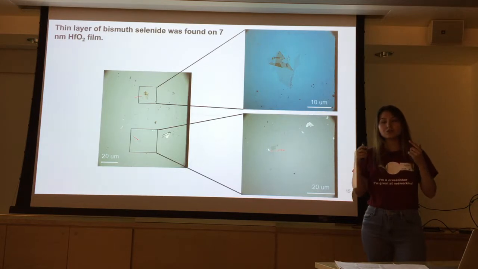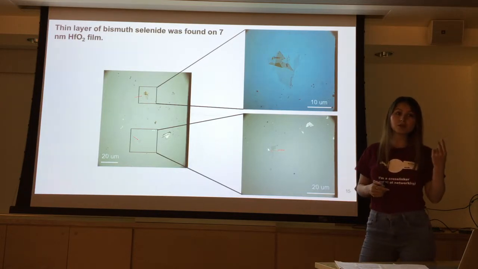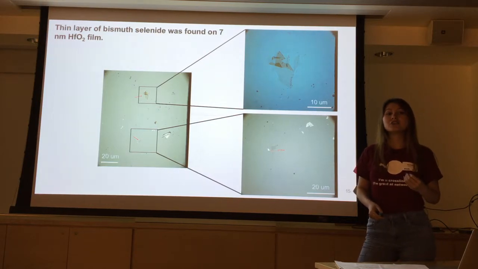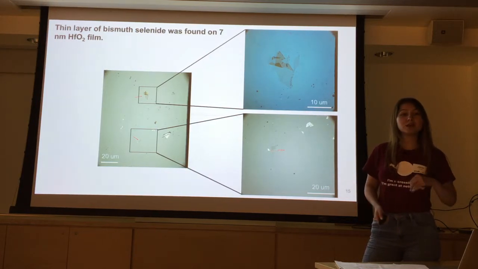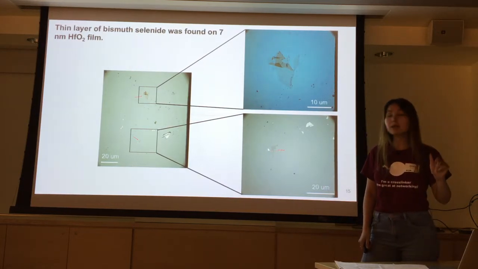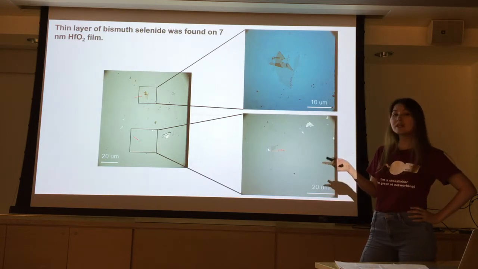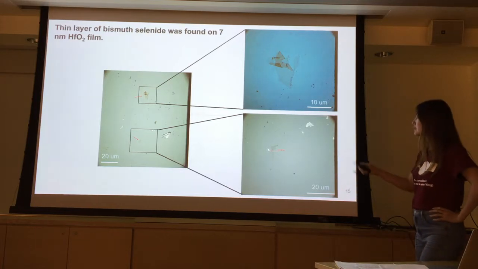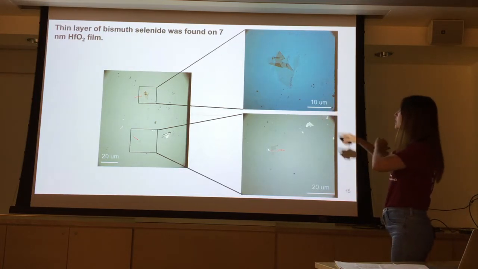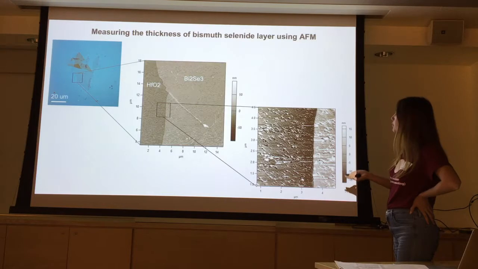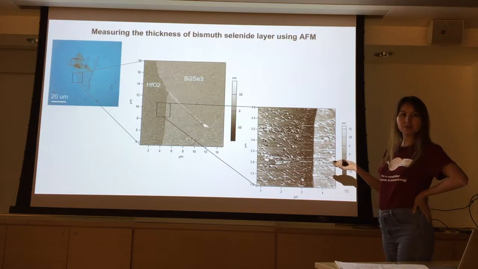I was explaining that I created those 2 films, silicon dioxide and alumina, but actually I could not find any thin layer of what I was working with, so I did the same process on the hafnium dioxide film that I had already created. This is a 7 nanometer hafnium dioxide film, and I could find a thin layer of bismuth selenide on the surface. As you can see here, I have a pretty thin flake of my bismuth selenide, and I took this flake to measure with an atomic force microscopy machine.